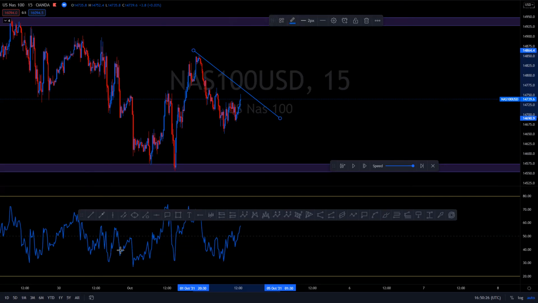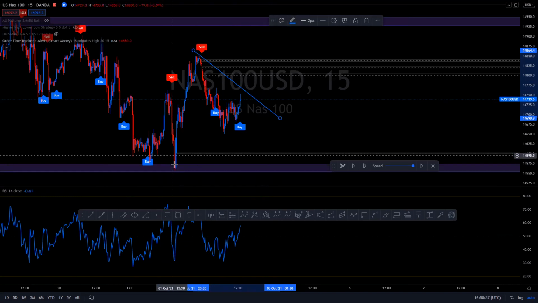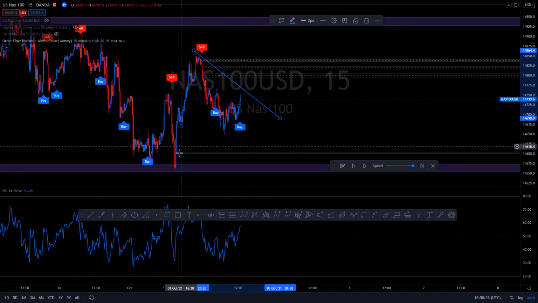So then I identify the trend, and that's when I locate the imbalance candle. So I turn on my imbalance indicator, okay? So we see that there was a very huge imbalance here, okay?